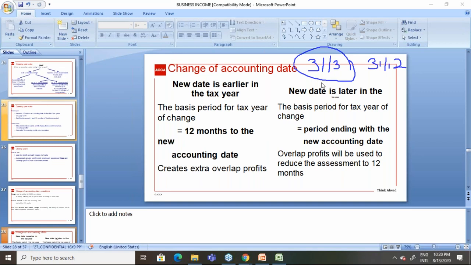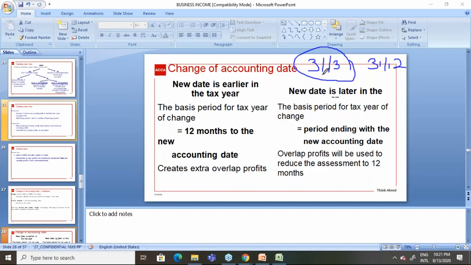So you're saying, Arun is saying, December is the earlier date. Matusha is saying 31st March is the later date. Okay, right. Now, how do you identify?